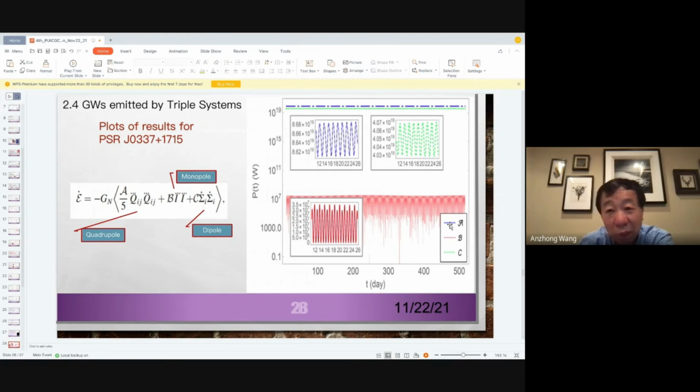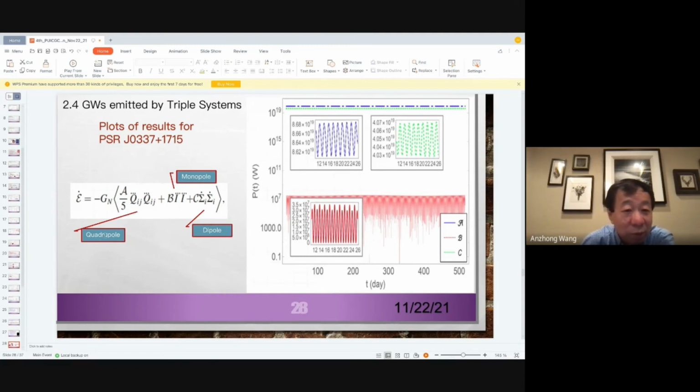A is the blue line, C is the green line, B is the red. You see the B part is very small. The amplitude is 10 to the minus 7, but the blue and green lines are almost the same. Like I said, the blue line is A, which represents quadrupole.